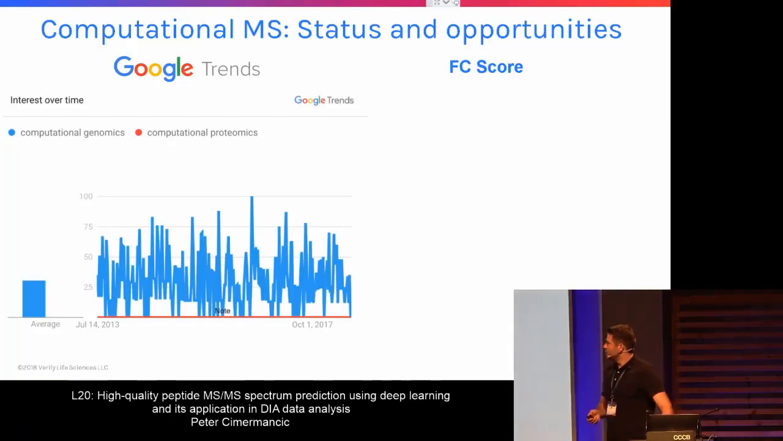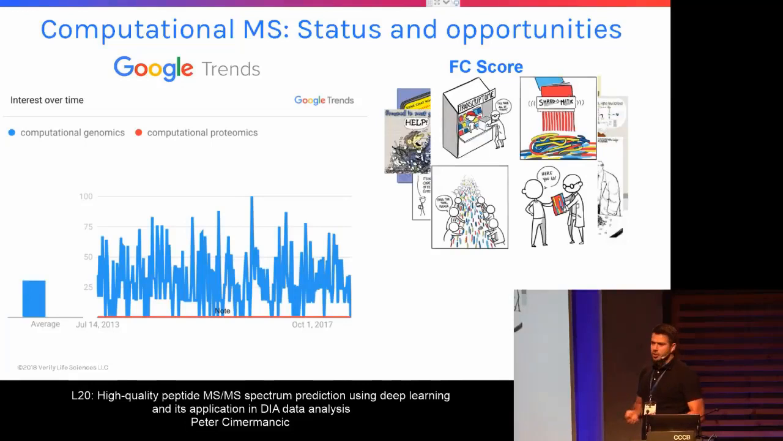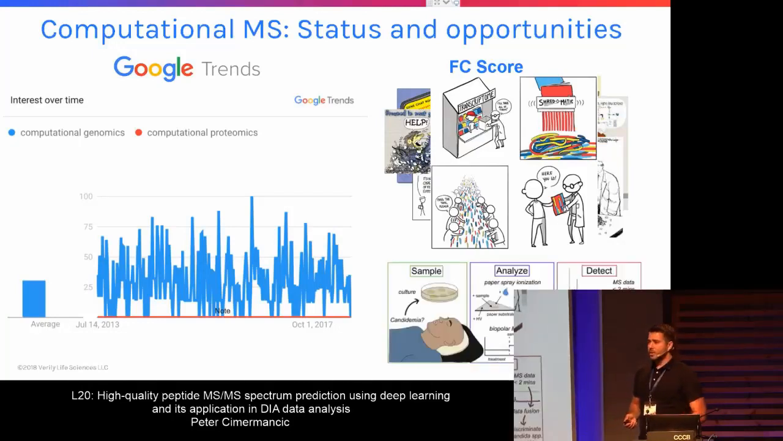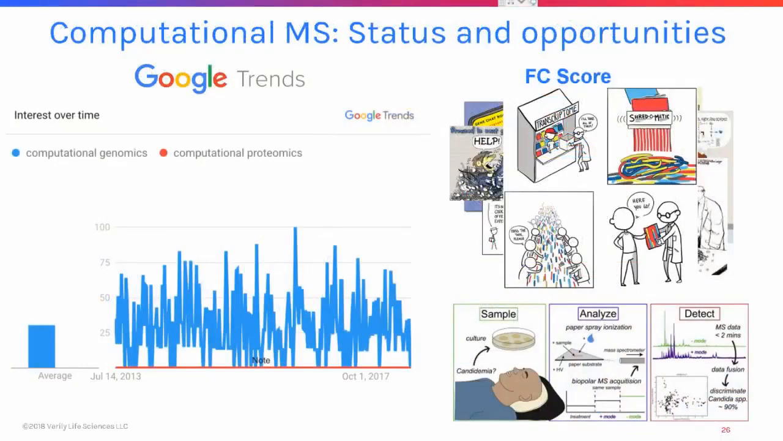The second score that we usually look at to see how popular a field is, is the FC score, or funny cartoon score. So if you just search Google Images for funny cartoons related to computational genomics, you're going to find tons of funny cartoons. If you do the same for computational proteomics, the funniest one that I could find was this copy-paste. I don't find it funny, but okay.